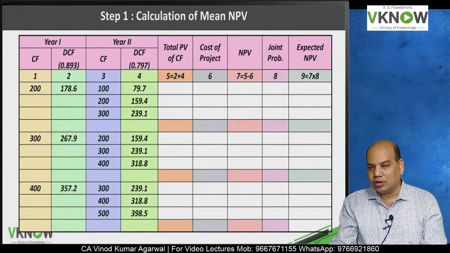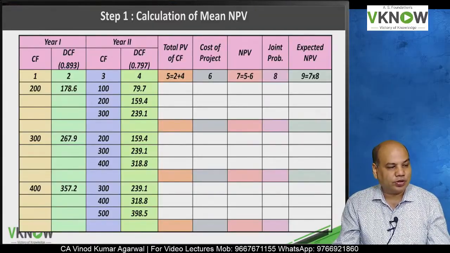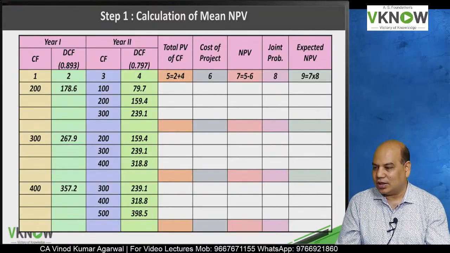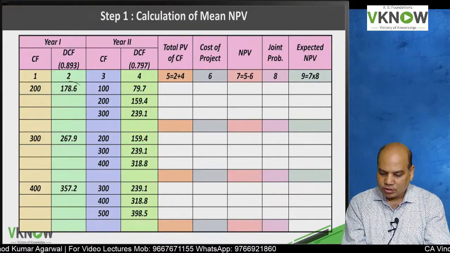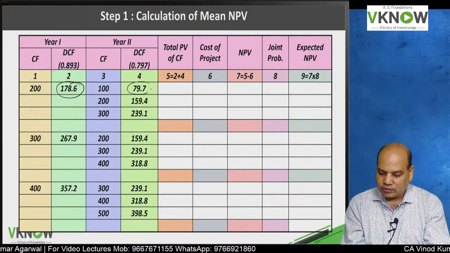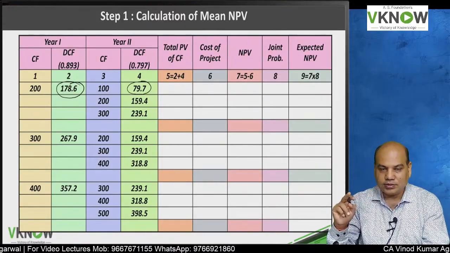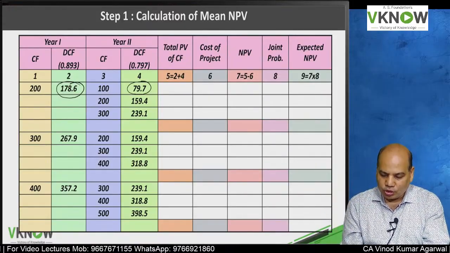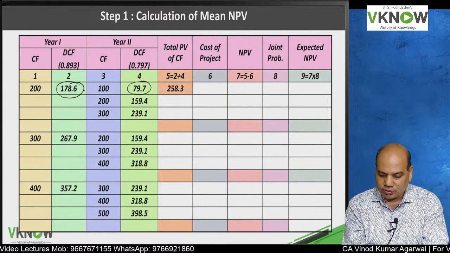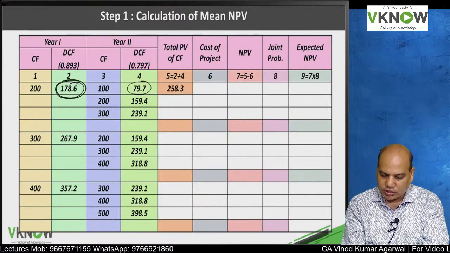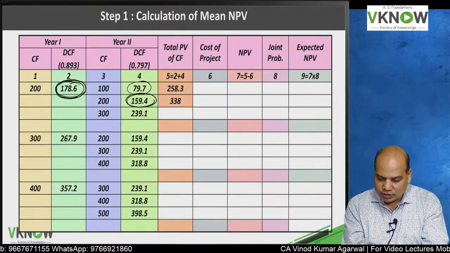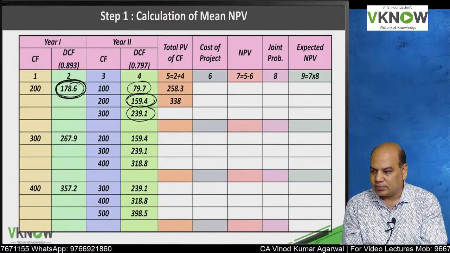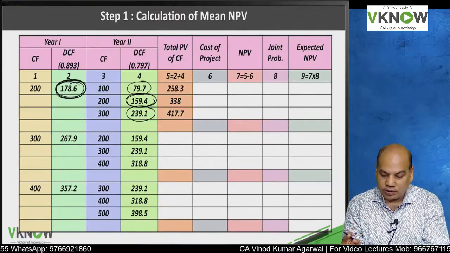Any query on this? You have to attend the previous lecture to understand this entire thing. It was discussed in detail. Now we'll go to PV of cash flow total. 178 plus 79.7. If this path takes place, your PV will be 258.3. 178.6 plus this number 338. 178.6 plus this number 417.7.